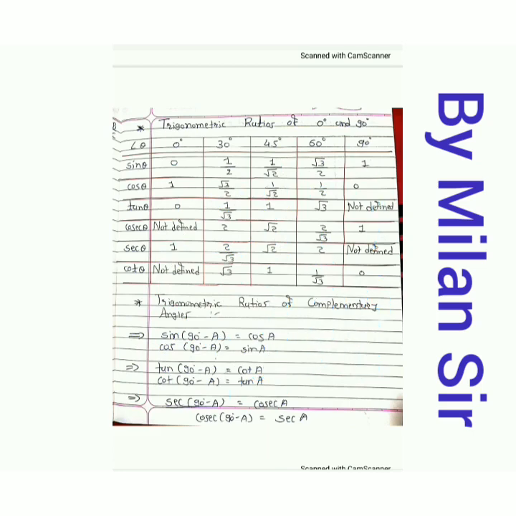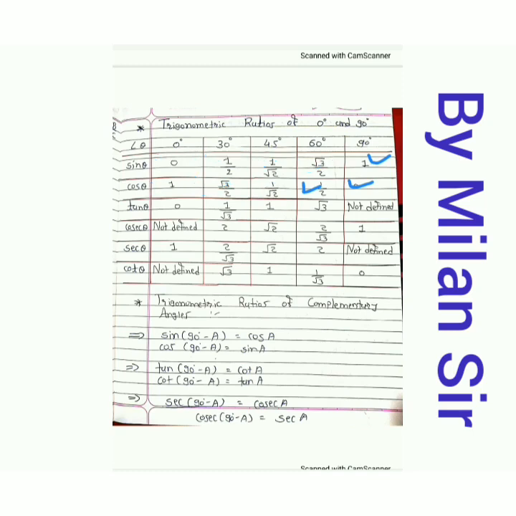Then for cos theta, write these numbers in reverse order. That means 1 here, under root 3 by 2 here, 1 upon under root 2 here, 1 by 2 here, and 0 is here. If we reverse the order of sine theta, then we can get the values of cos theta. Okay, so you can easily get the values of cos theta.